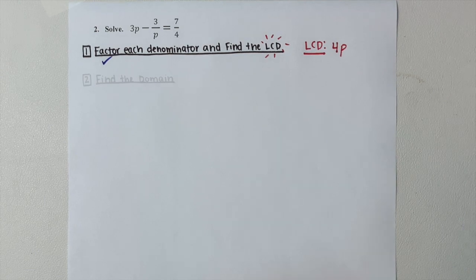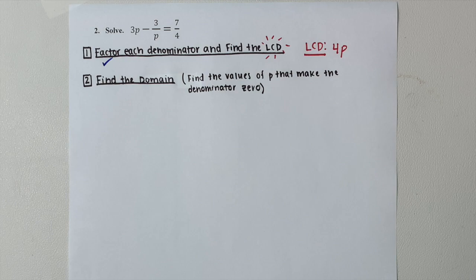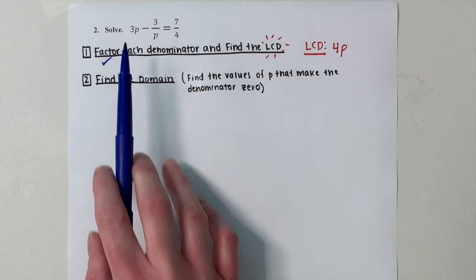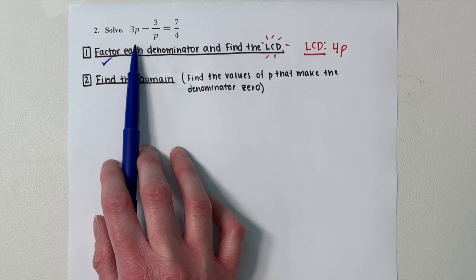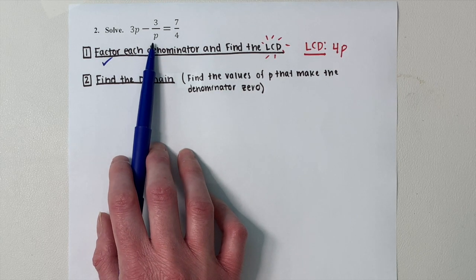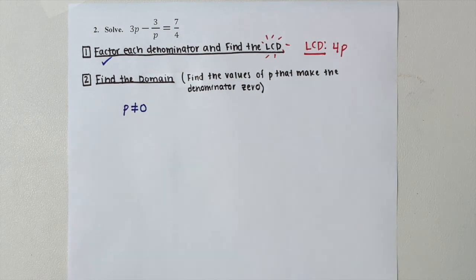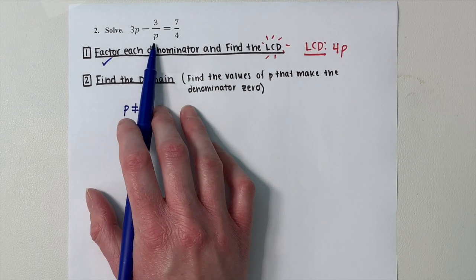For step 2, we find the domain. And to do that, we're going to find the values of p that make the denominator 0. Here, the denominator is an implied 1. There is no variable in this denominator, so this denominator will never be 0. Here, what would p have to equal in order for this denominator to be 0? Well, that would be 0. So we want to say, for our domain, p cannot equal 0 because then this denominator would be 0.